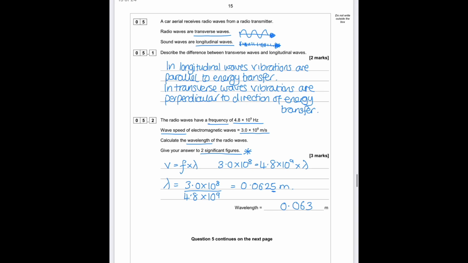And if you don't give your answer to the significant figures that's been asked for, you would lose a mark at that end part there.